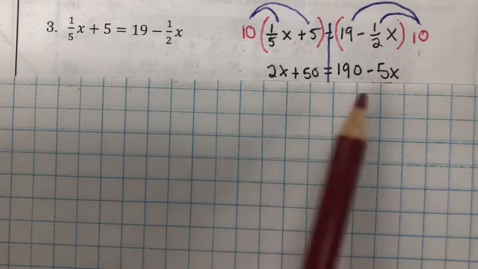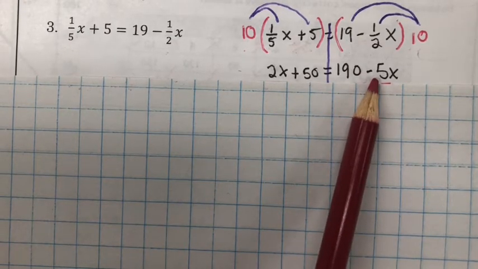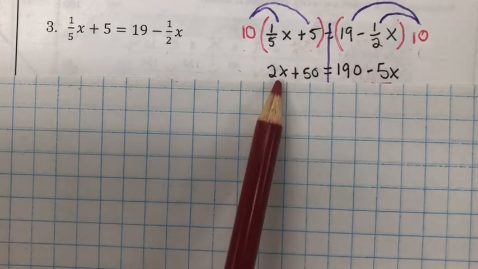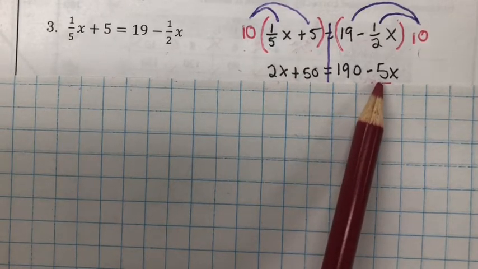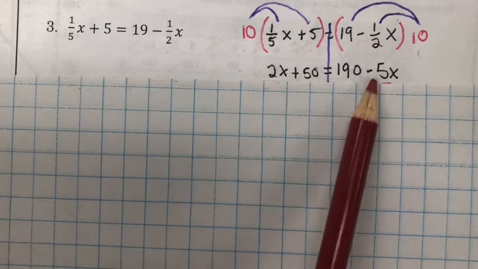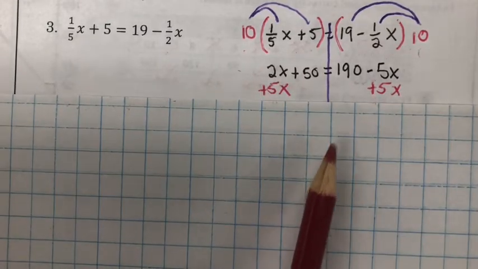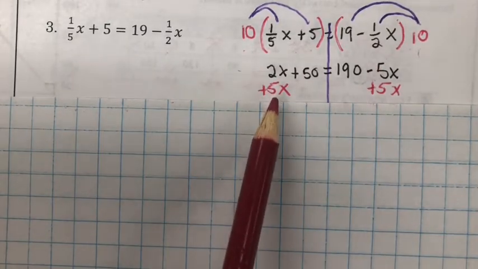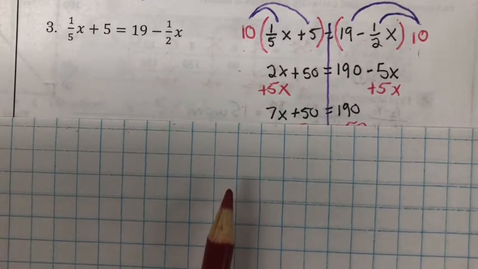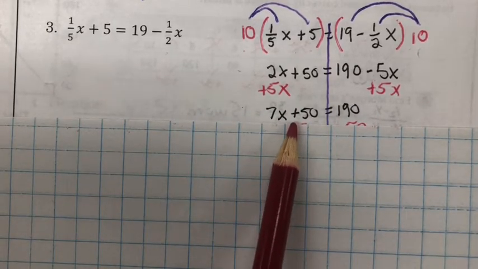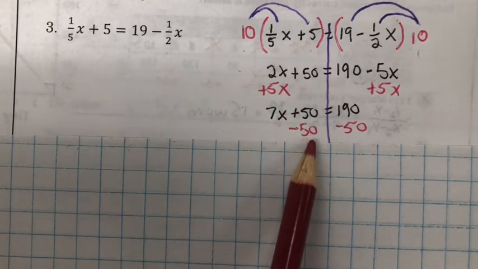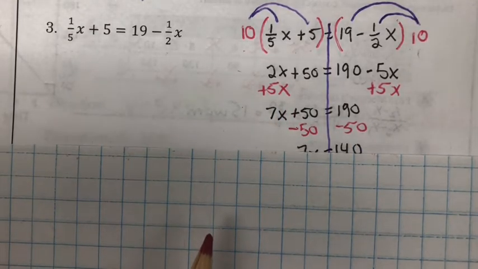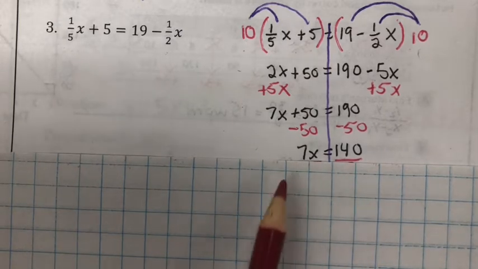Now we're just going to solve for x. Here we have 5 negative x's and 2 x's. So we're going to bring the x's to the side that has a greater value. So we're going to add 5x to both sides. Created a zero pair. 2x plus 5x is 7x. Inverse property of addition is subtraction. Subtract 50 from both sides. Zero pair. 190 minus 50 is 140.